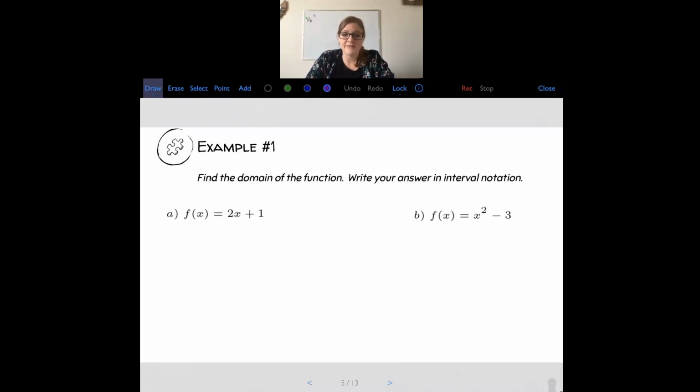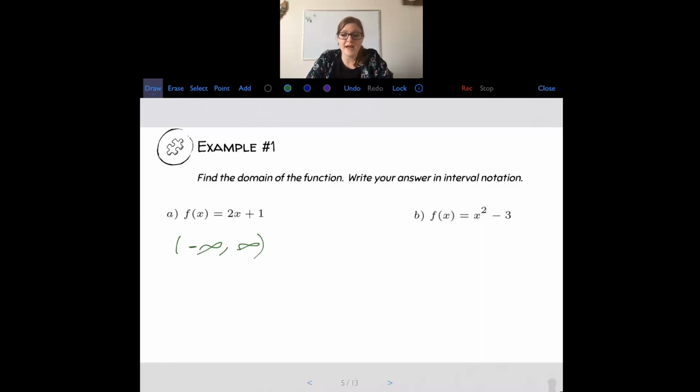Part A, we have f of x is equal to 2x plus 1. Are there any restrictions on that? We don't have square roots. We don't have denominators. You can plug in anything. You can plug in -1,000,000. You can plug in 500. You can plug in 0. You can plug in 1. And you would be able to get an output. So when it's all real numbers, we write that as -infinity to infinity. So the largest negative number to the biggest positive number possible.